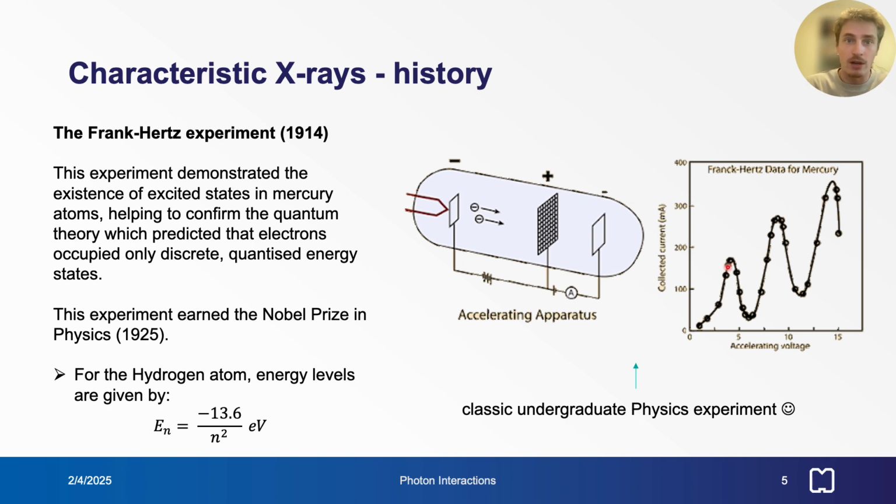Now, these drops are explained by the existence of excited states in mercury, which confirm the prediction of quantum mechanics that electrons only exist in discrete quantized states. And this experiment also earned the Nobel Prize in Physics in 1925.